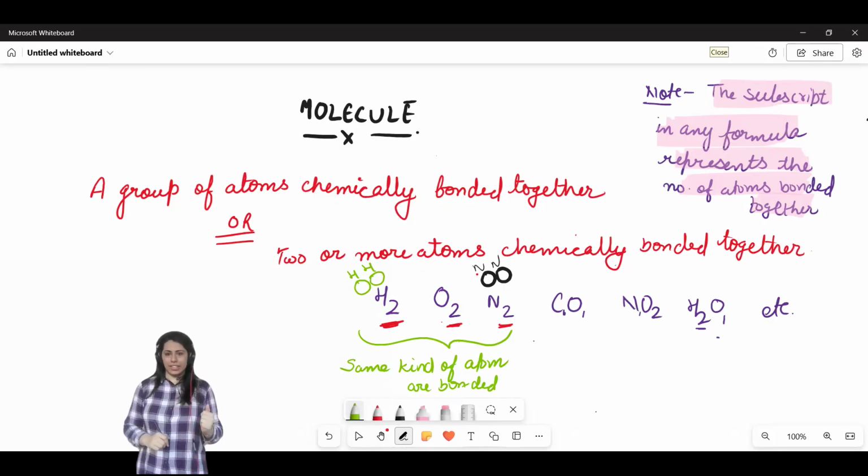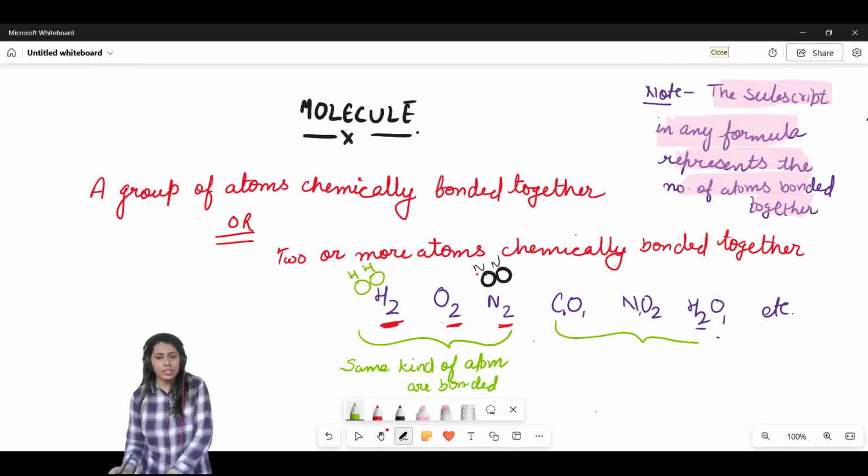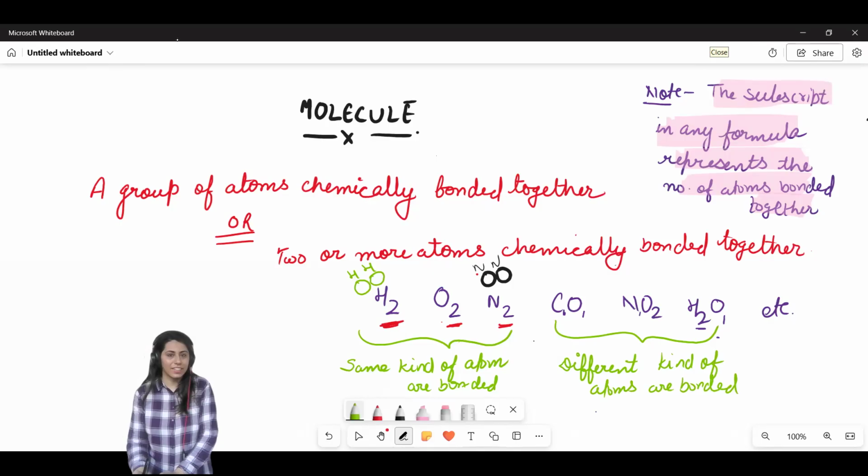Moving on to the next three. What is different here? Yes, they have more than one type of atom. I'm not saying just one type of atom. I'm saying more than one type of atom. I'm using the word type, and that's the key word. So in these three, different kinds of atoms are bonded here, right?